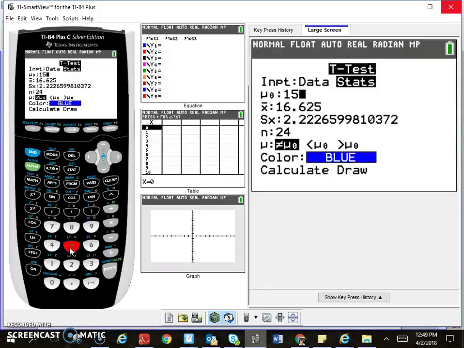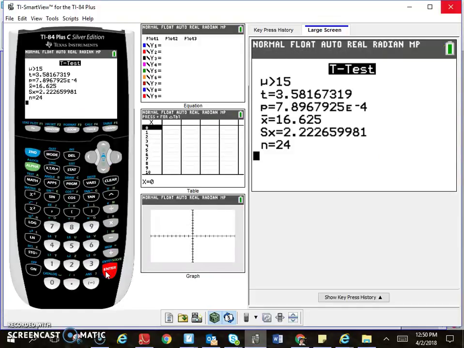So that's 15. And you'll notice that some of the numbers will already be inputted because you've entered numbers into a list. Your sample average is already there, the sample standard deviation is already there, and the number of numbers you've entered into the list is already there. So the only thing you had to enter was your population average. Then you choose the greater than symbol because that's what you used on your alternative test, and you hit calculate. The two numbers you need from here are the t equals and also your p-value. So you want to jot both of those down for step number 8.